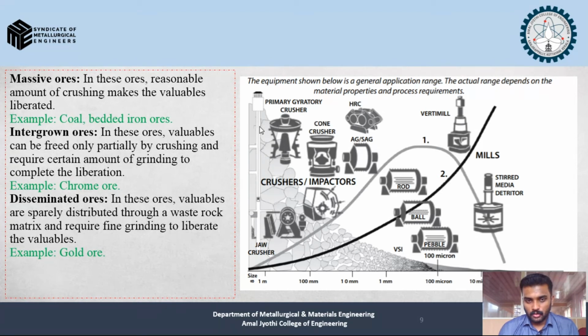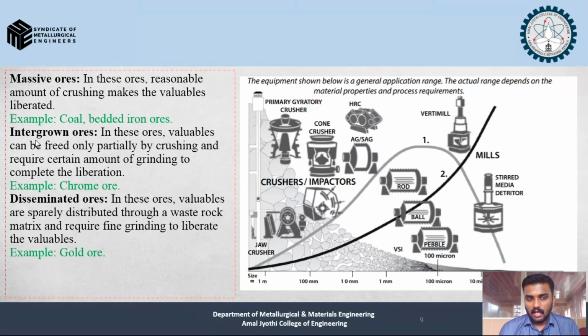But what are the ores we are adding? How can we decide which instrument is required? In order to do that, we have to understand the nature of the ore we are using. We have three examples shown here. Imagine a massive ore. In this ore, a reasonable amount of crushing makes the valuable liberate. For example, take coal or an iron ore. A reasonable amount of crushing is required in order to separate out the valuable minerals.